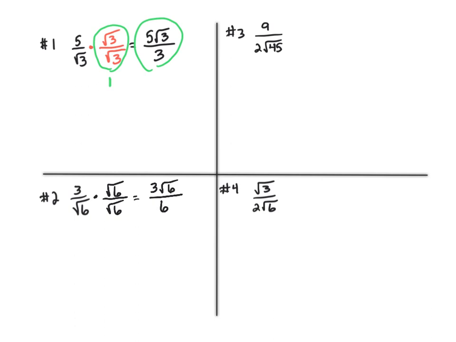This one, I can take a step further, because if I look at the coefficient on the root 6, I have a 3. 3 over 6 reduces to 1/2. So I have 1 root 6, or just root 6, over 2, or 1/2 root 6.